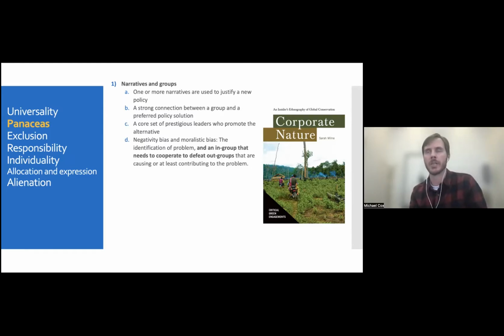We're paying them so they can use the money to develop, and then they'll be incentivized to also conserve their land. That's what we're paying them for through a PES scheme. It's argued to be a more direct way to get incentives and change behavior, and link incentives to outcomes. There's a kind of bubbling rhetoric that forms that promotes the policy. There's a strong connection between a group and a preferred policy solution.